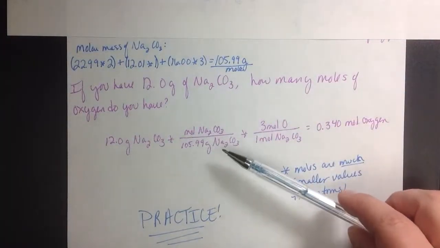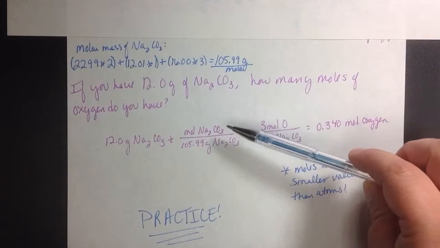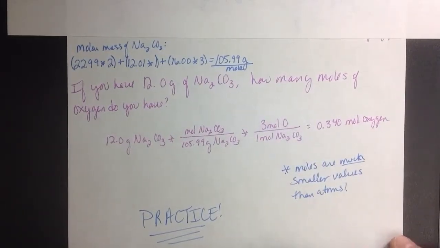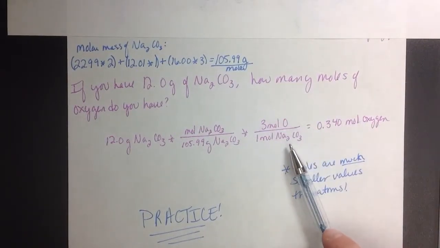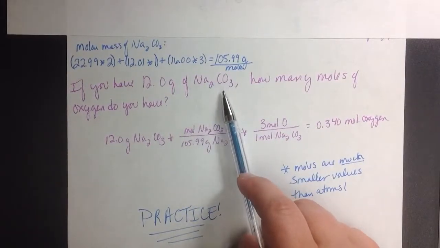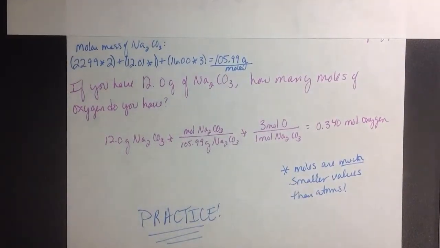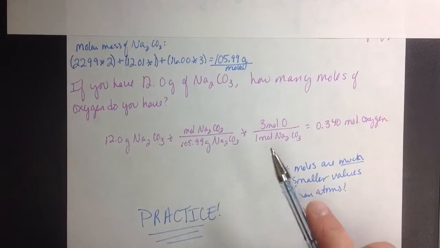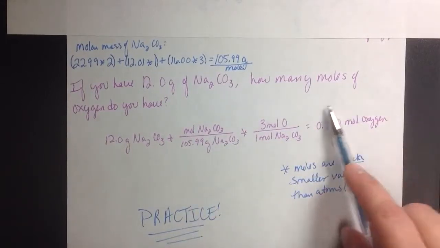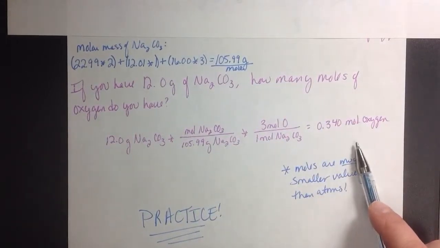So if I have 12 grams of that, I'm going to flip this value, which we could do because we did it on the last sheet. That many moles per gram. And then for every mole of Na2CO3, I've got 3 moles of oxygen. So that's going to give me the value here for 0.340 moles of oxygen.